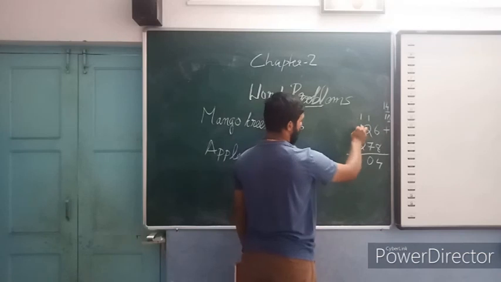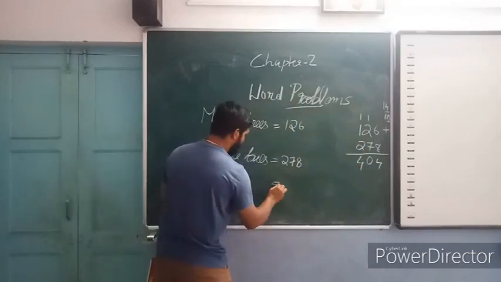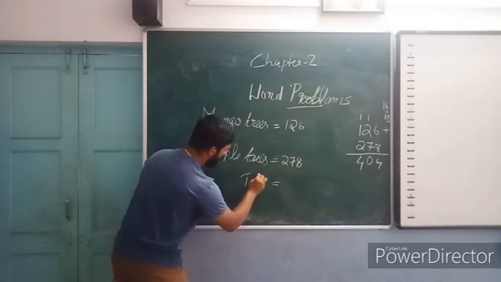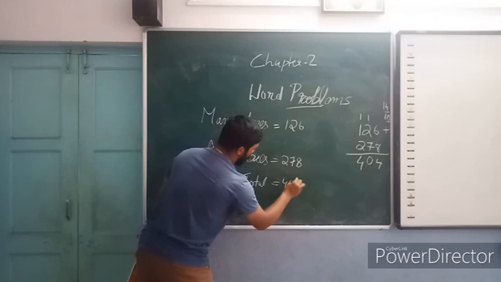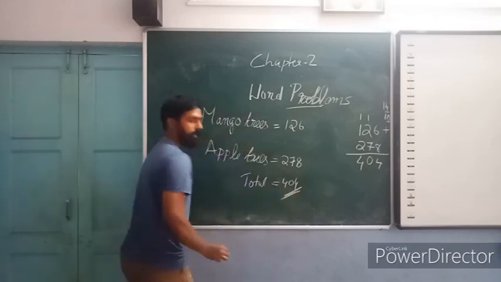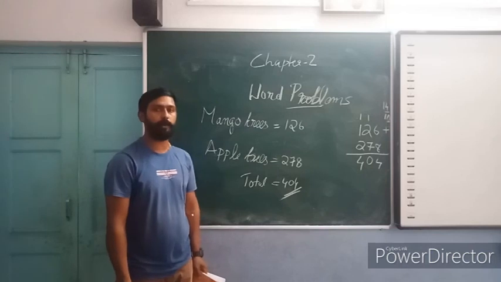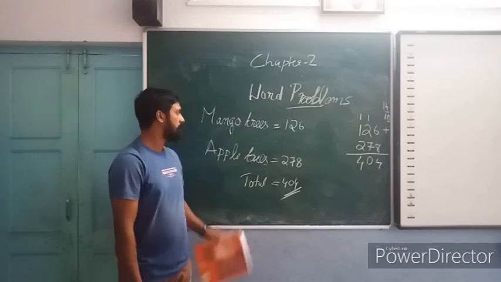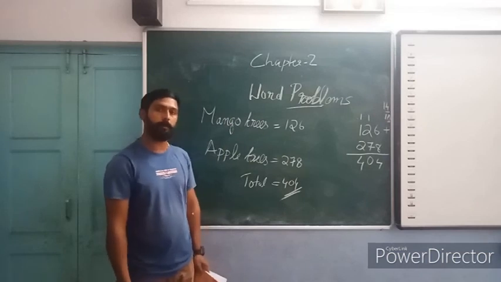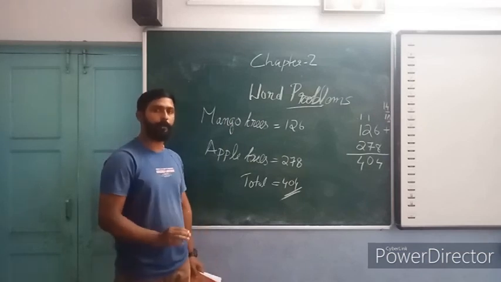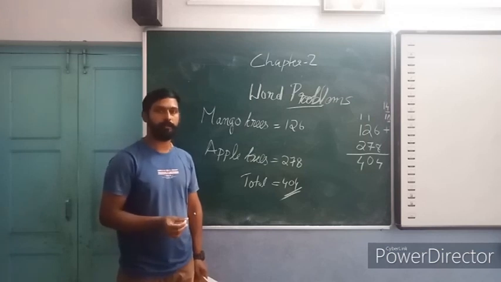So 1 plus 1 is 2. 2 plus 2 is 4. So there are a total of 404 trees in the field. So this is how we do the word problems for the 3-digit numbers. So I hope it is clear for you. Now we will do certain exercises. Okay, thank you.